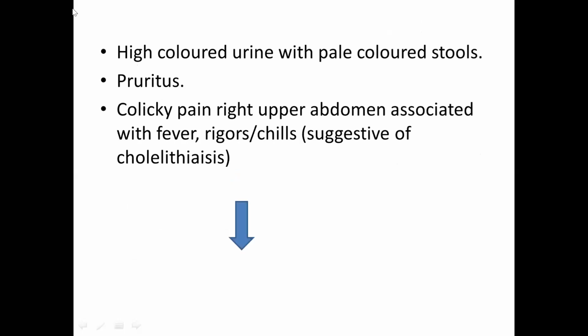Then if the patient comes with a history of high colored urination with pale colored stool, here high colored means tea colored urination, and if the patient has pruritus, and colicky pain in the right upper abdomen, which is usually associated with fever, rigors, and chills, which is usually suggestive of cholelithiasis, means the symptoms in this third row, that is colicky pain, fever, and rigor or chills, they are usually suggestive of cholelithiasis.